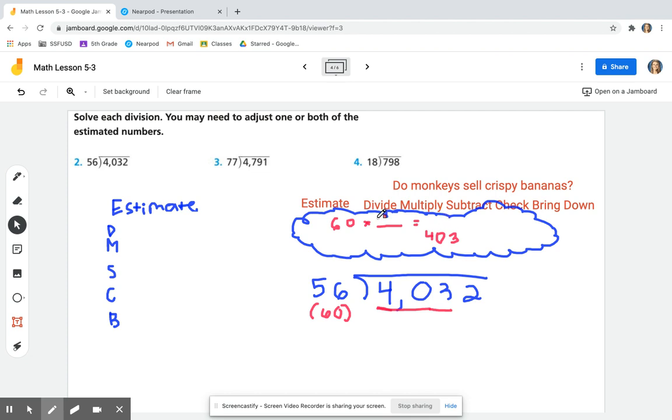60 times 6 is 360. 60 times 7 is 420. That might be too much. So let's start off with 6. Okay, 60 times 6 is 360. That gets us close to 403 without going over. So I'm going to put a 6 in our quotient and our 10 spot.